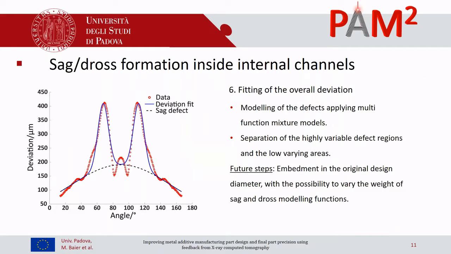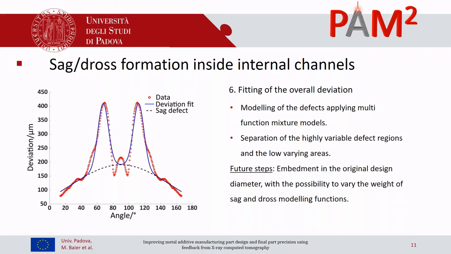So how to actually model this or give it as feedback to the design? We started to try to model at least the form in the first place. So we applied a multi-function mixture model to actually model our mean deviation we found. And at the moment we are applying 3 separate functions, which in this case are Gaussians, to first of all be able to separate the sag defect and the dross formation from each other.